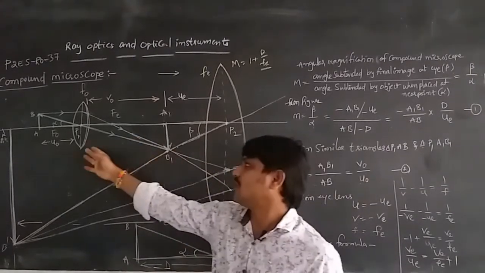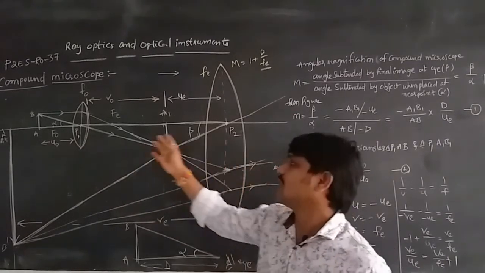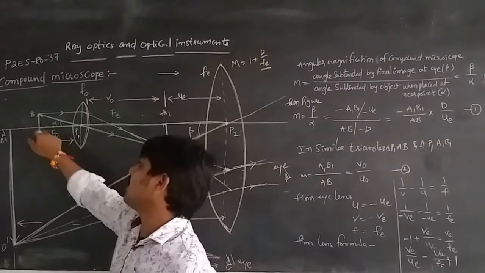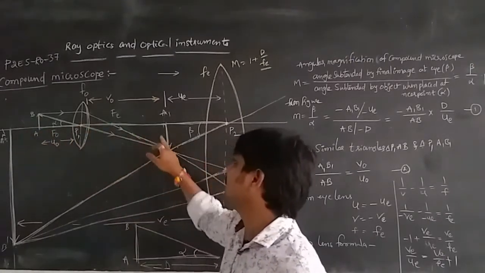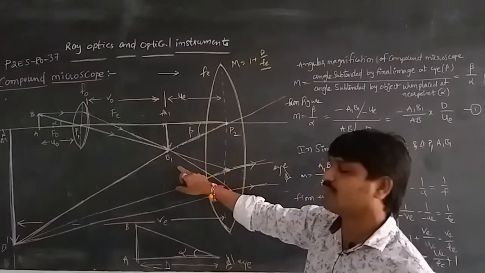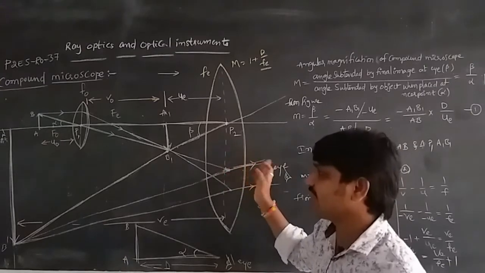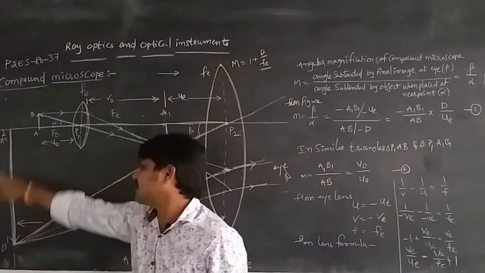Then, with the objective lens and this eye side lens, whenever the object is placed at AB, an inverted image is formed at A'B'. This A'B' image acts as the object for the second lens, and the final image is formed at A''B'' in this place.